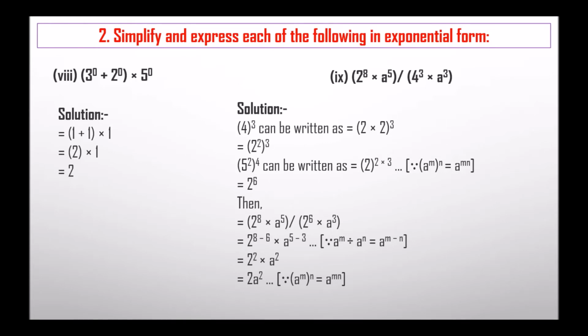2 raised to 8 into a raised to 5 divided by 4 raised to 3 into a raised to cube. So 4 cube can be written as (2 into 2) whole cube, that is (2 square) whole cube, or we can say 2 raised to 6. So 2 raised to 8 into a raised to 5 divided by 2 raised to 6 into a raised to 3. So 8 minus 6, that is 2 raised to 2, and a raised to 5 minus 3, that is a raised to 2. So it can be written as 2a square.